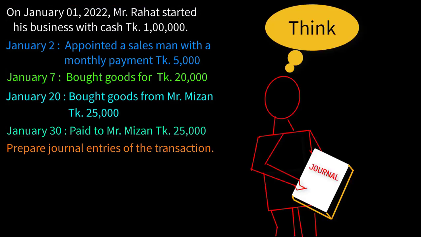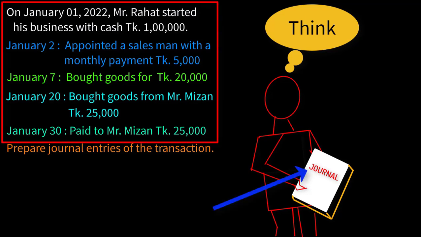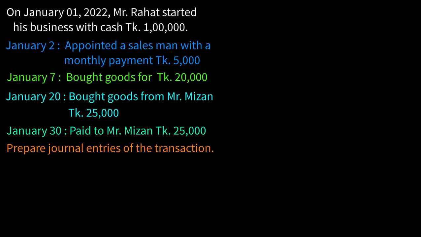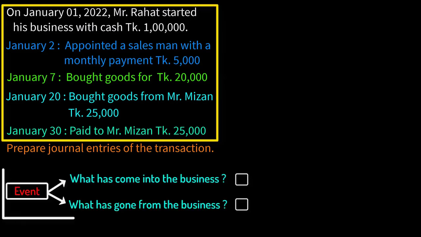Think you are the accountant of this business and you are going to record transactions in the journal book on behalf of this company. Both transactional and non-transactional events are mentioned here in this question. So, as an accountant of this company, what will you have to do first? You have to recognize them by using the trick of step 1.